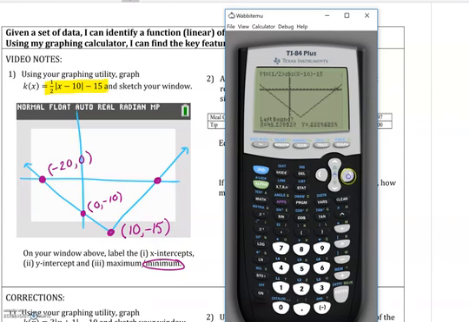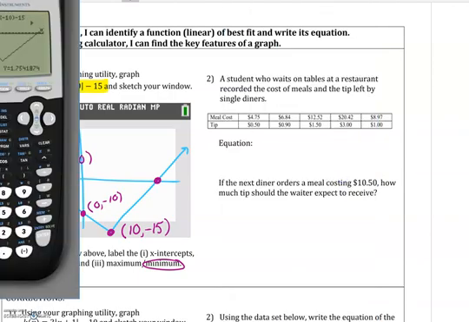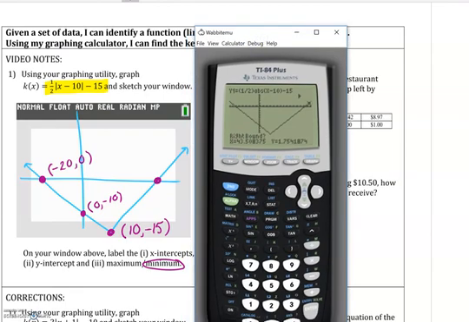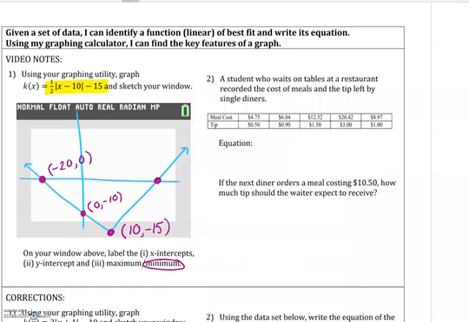It's about right there. So now I'm going to hit my left arrow key a few times, go to the left, and now I'm going to hit my right arrow key until I'm on the other side of the x-intercept. Hit enter, and one more time, and I have another x-intercept at 40, 0. So we've got x-intercept, y-intercept, and maximum or minimum. Okay, so now we can go on to number 2.